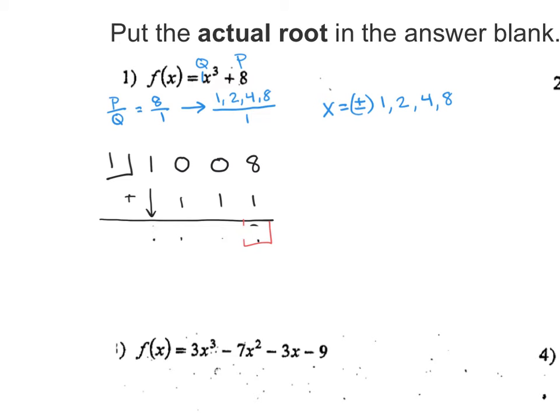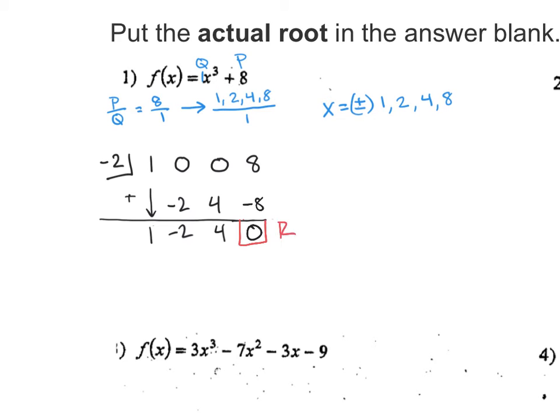So I'm going to erase what we did, and we're going to try again. This is me just showing you that sometimes you may try something and it works, sometimes it doesn't. If it doesn't work, let's try another one. Let's try -2. If we try -2, I'm still going to bring down that first 1. I have 1 times -2, that goes right here, which is -2. -2 plus 0 is -2. -2 times -2 is a positive 4. That'll go right here. 0 plus 4 is 4. 4 times -2 is -8. And 8 plus -8 is 0.